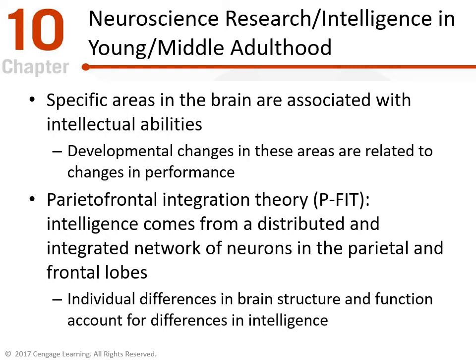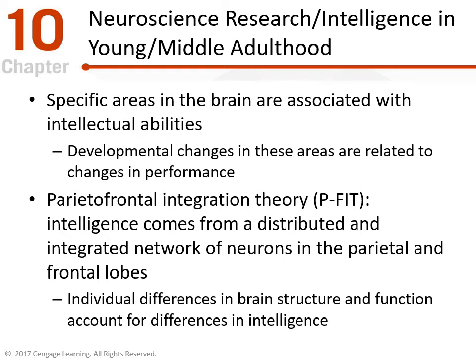If we look at the PFIT theory, a neuroscience research theory, the parieto-frontal integration theory believes that intelligence comes from a distributed and intricate network of neurons in the parietal and frontal lobes, and that individual differences in brain structure and function account for differences in intelligence. They're talking about the actual communication between the parietal and frontal lobes, and when this network of neurons starts to age, you're going to see differences in brain structure and function, and that's what's going to account for the difference.